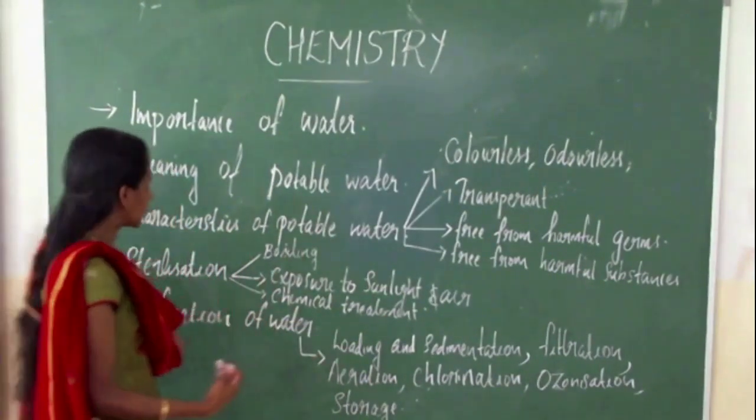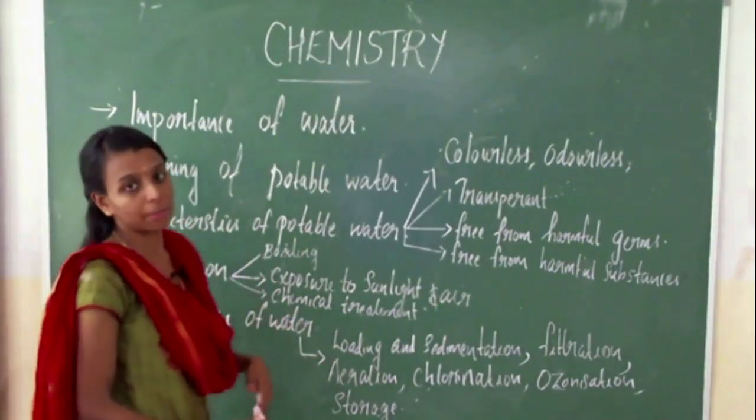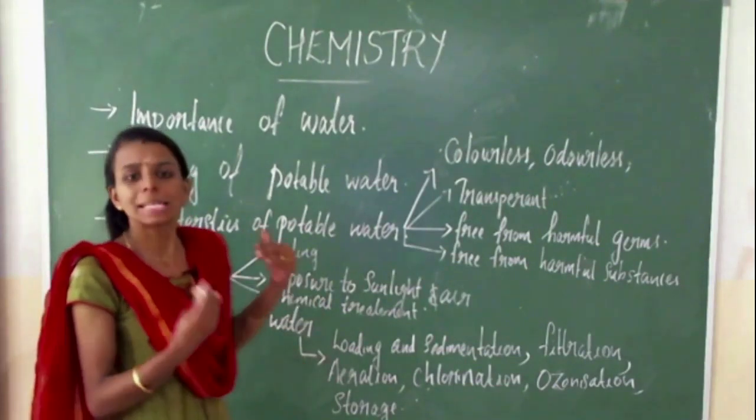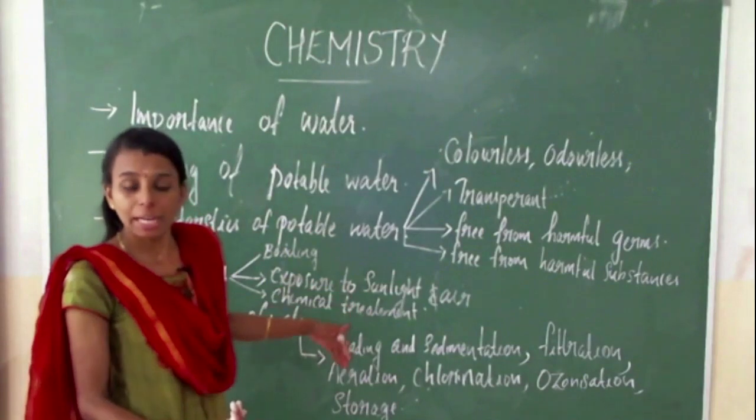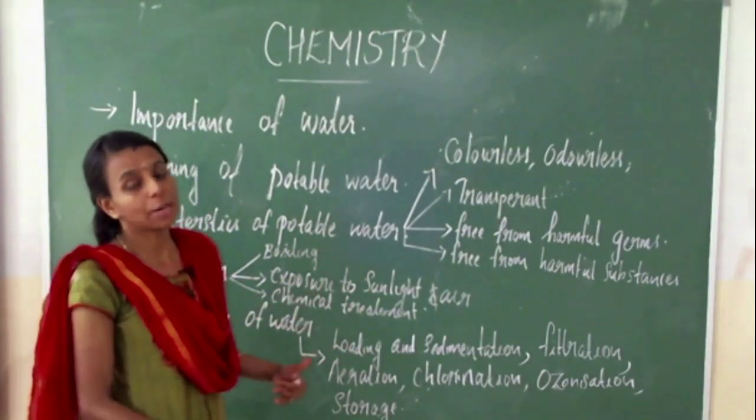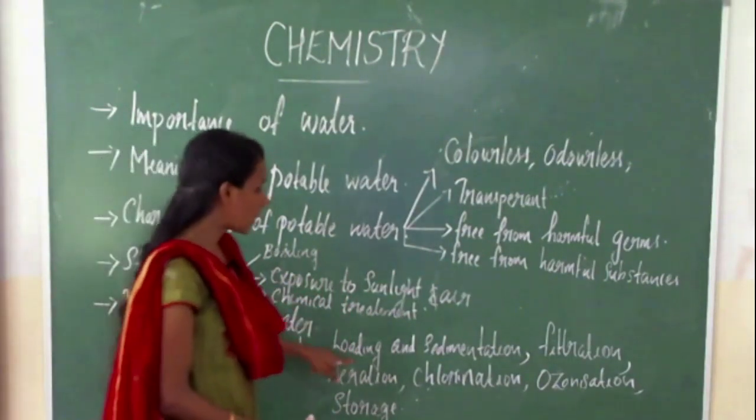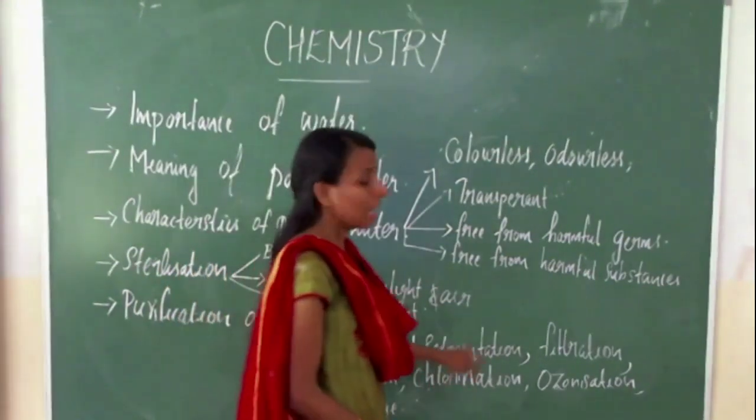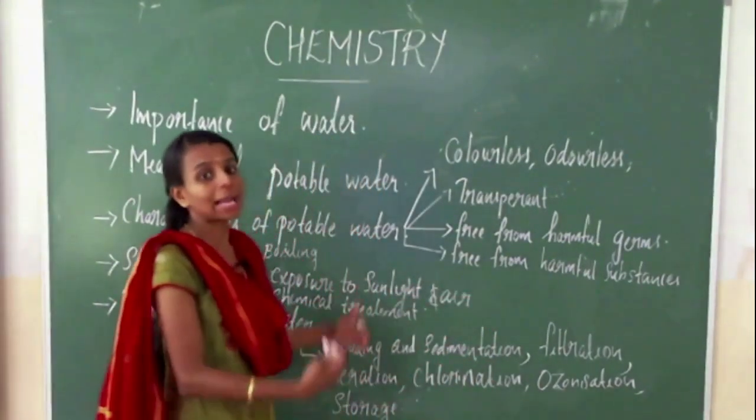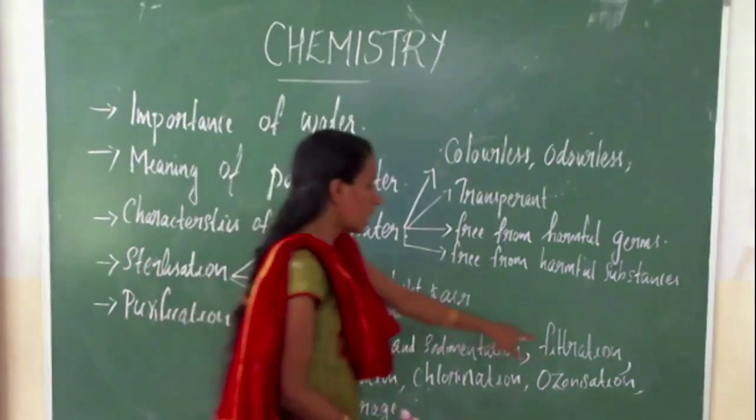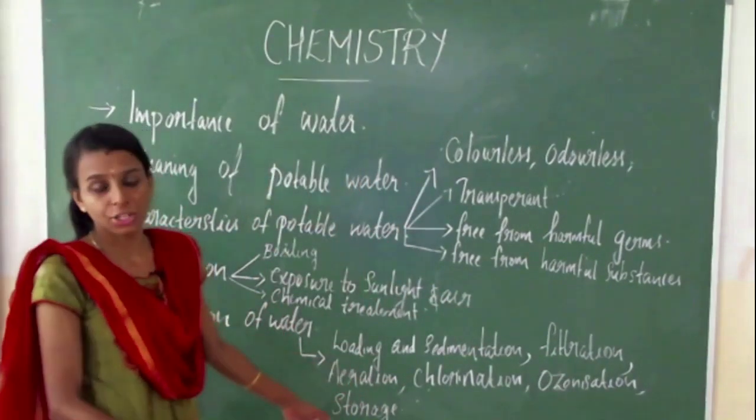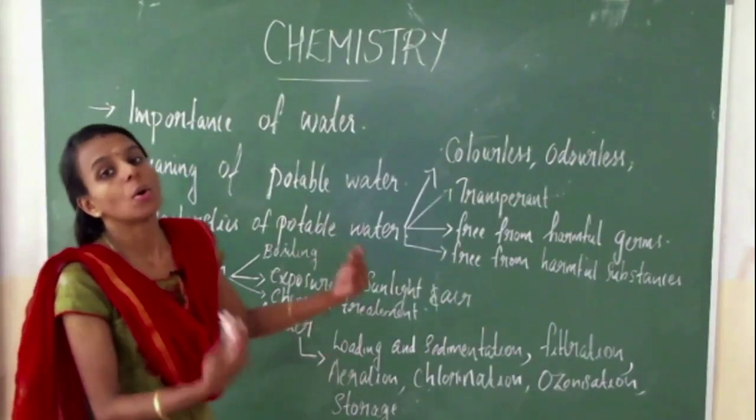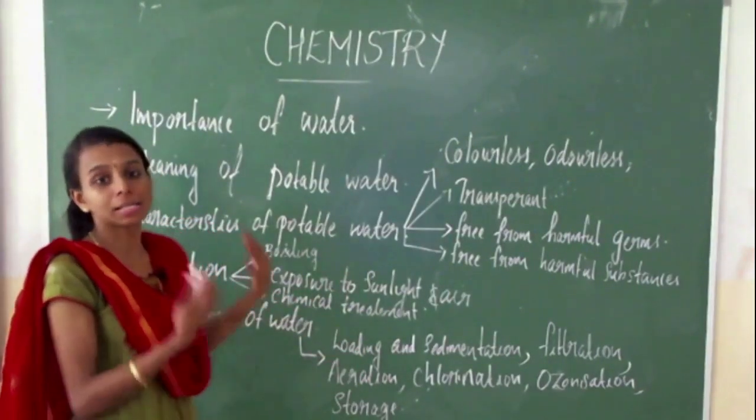And at last we discuss the purification of water. For cities and towns, we will use the purification method. That purification method involves different operations. First one, loading and sedimentation. We discuss the meaning of loading and sedimentation here. Next operation, filtration. After that, aeration, chlorination, ozonization, and at last storage.